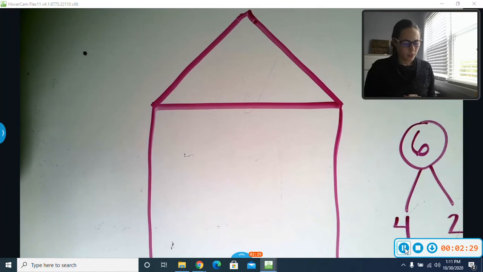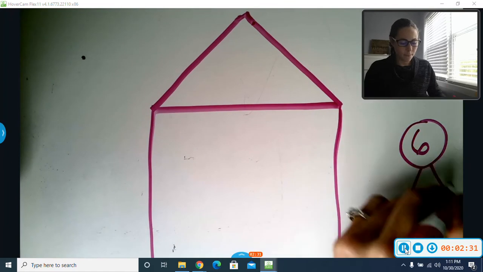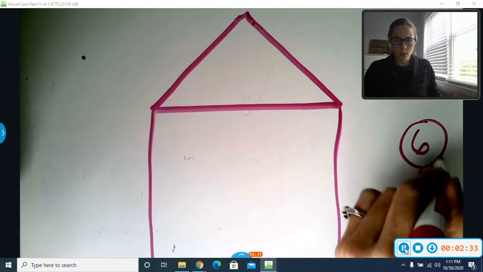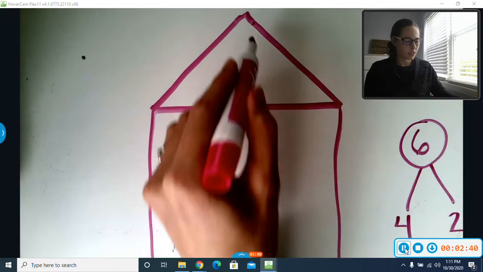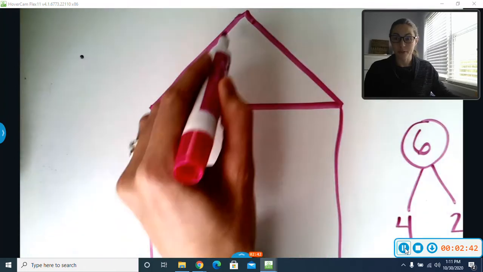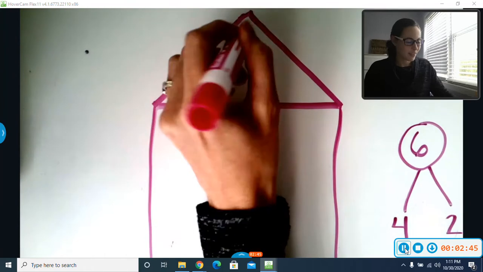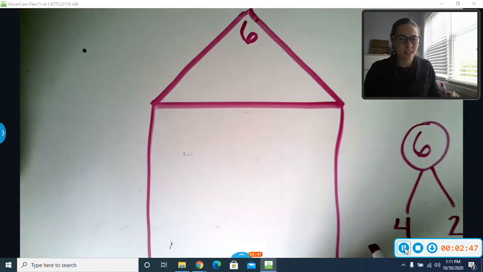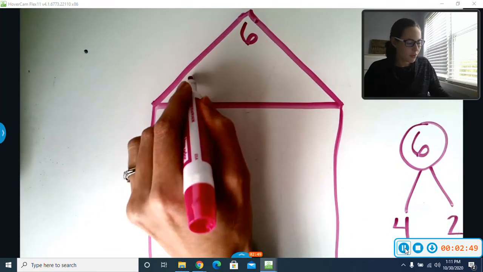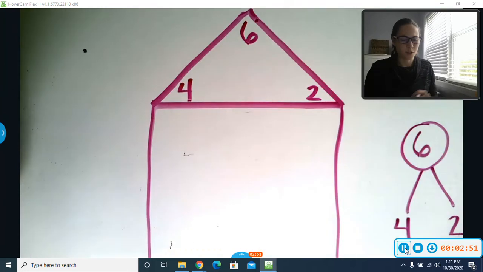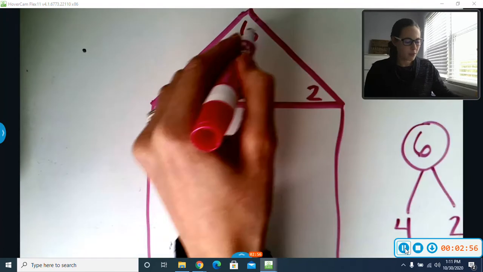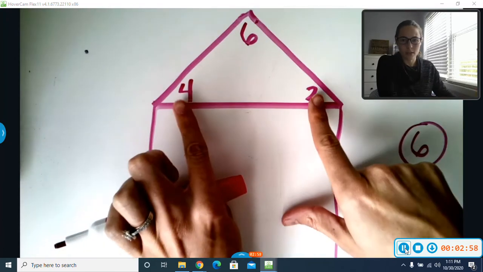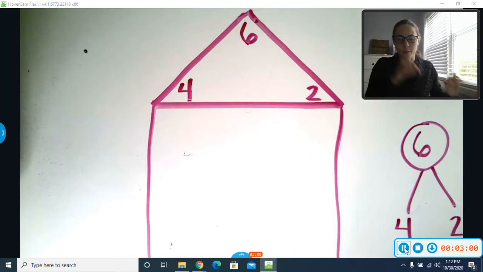Now, do you see how my numbers here make almost an imaginary triangle? I can almost draw a triangle from each of these numbers. Do you see this triangle? That is my roof. Watch. Here's my fact family. 6, 4, and 2. See? Triangle, triangle. I have my 2 parts in the corners, and my whole number goes at the top.